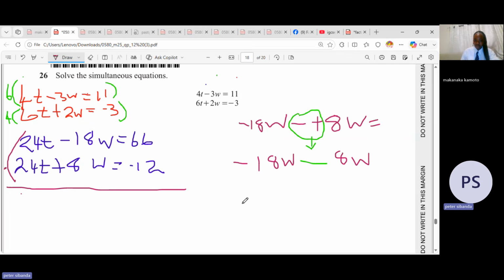So can you please check what I said? On two numbers or two terms with similar signs, what do we do? We add. Yeah, that's what I said. We add whenever we are dealing with two terms that have similar signs. So this is minus 18 and minus 8. Signs are similar. We add, and 18 plus 8 is not 10. It's 26, isn't it? Yes. And you put the sign of the bigger number. We give the answer the sign of the bigger number. So minus 26w is the answer.